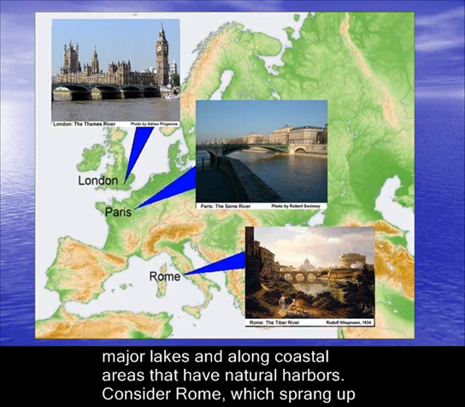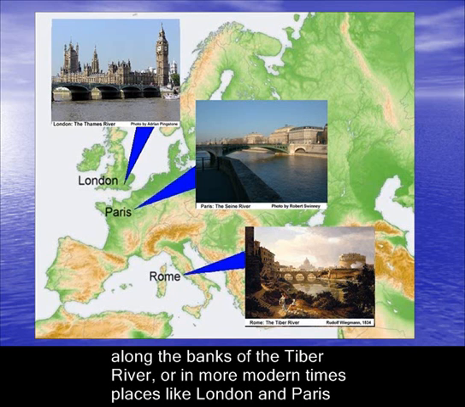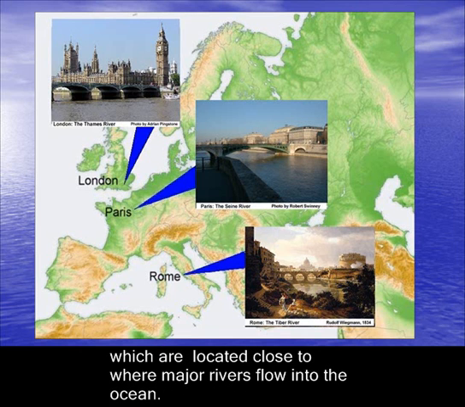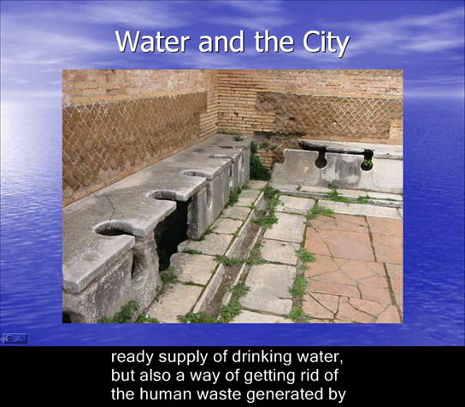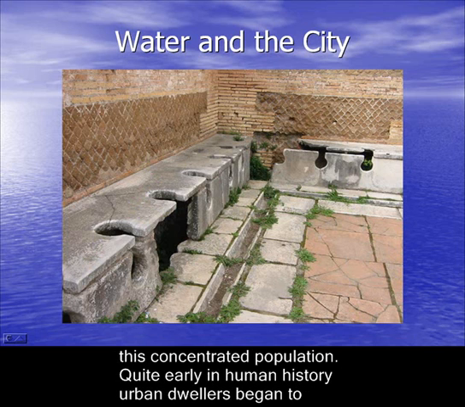Consider Rome, which sprang up along the banks of the Tiber River, or in more modern times, places like London and Paris, which are located close to where major rivers flow into the ocean. Clustering large numbers of people together in a single location requires not only a ready supply of drinking water, but also a way of getting rid of the human waste generated by this concentrated population.